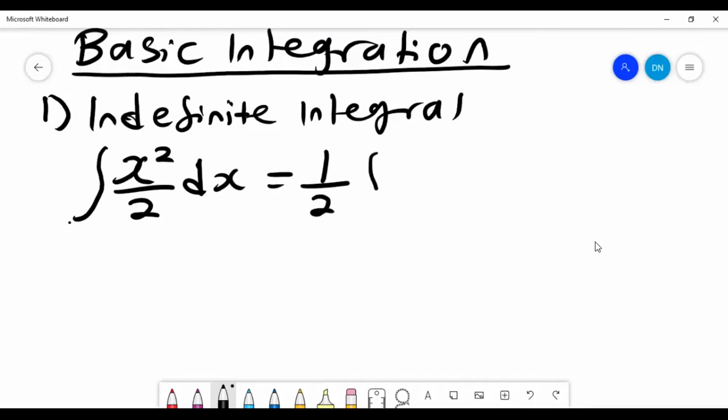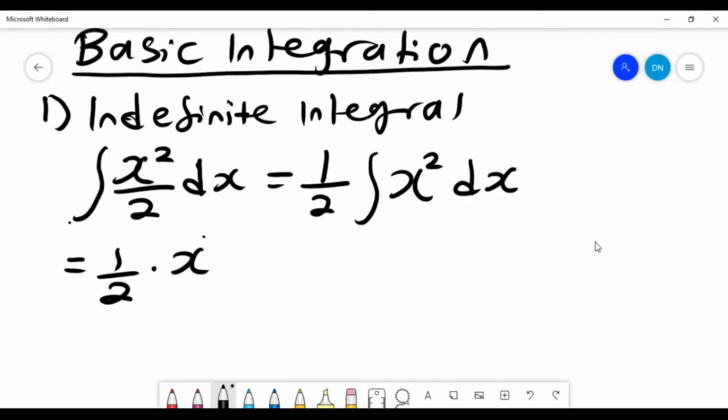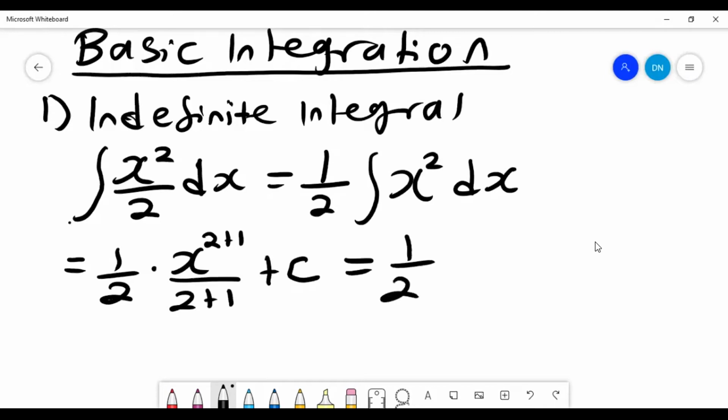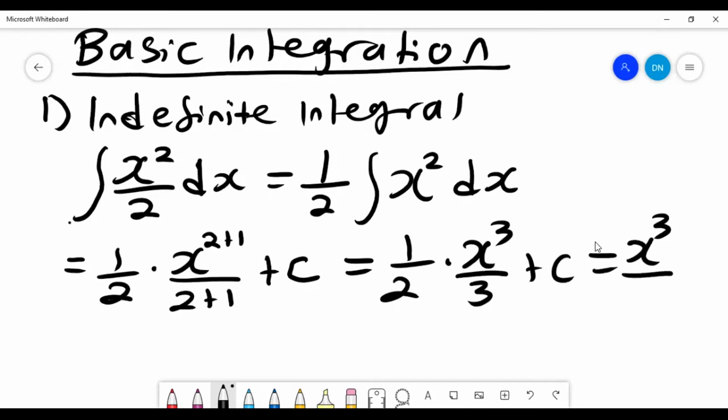So we can write this equation as this, a half outside because a half is a constant. And I'm going to integrate x squared with respect to dx. And that basically gives us a half, then times x. What do we do to the power? We increase the power by 1, and then we divide with a new power, which is 2 plus 1, and then we add a constant. Therefore, it is a half times x cubed over 3 plus c, which I can also write as x cubed over 6 plus c. So that is the integral.